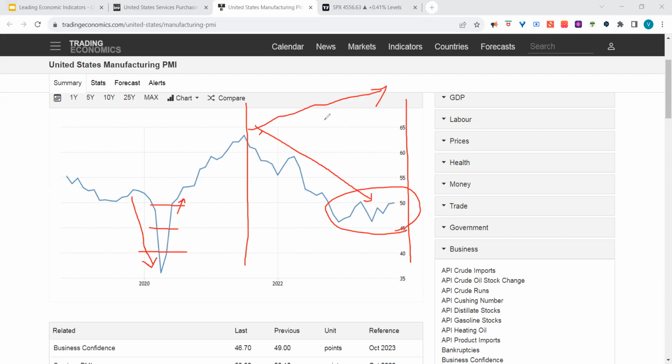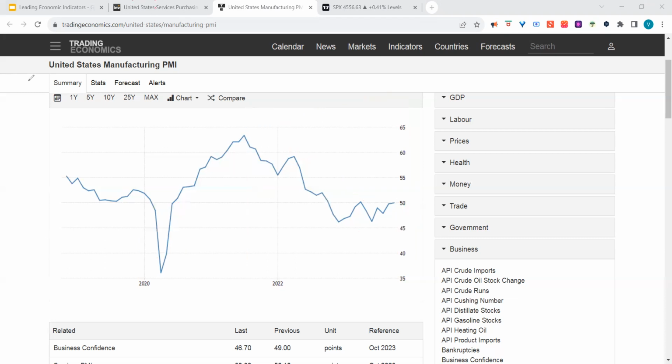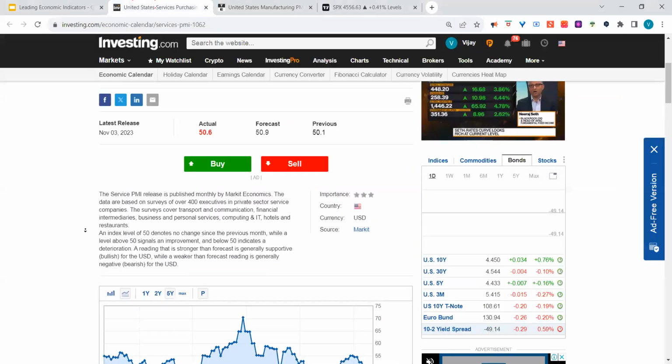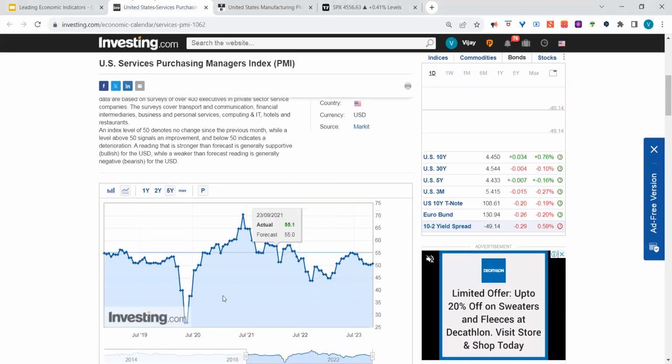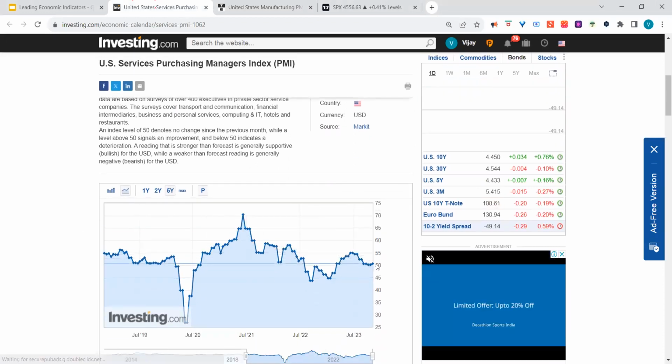it becomes difficult for the corporates to get borrowing at a very low cost. So when the interest rate is increasing, the borrowing cost is increasing, which will affect the profitability of the firms. But still, the point is, the PMI being around 50 is still a good sign for the economy in general. And the services PMI is also sustaining above the 50 range.